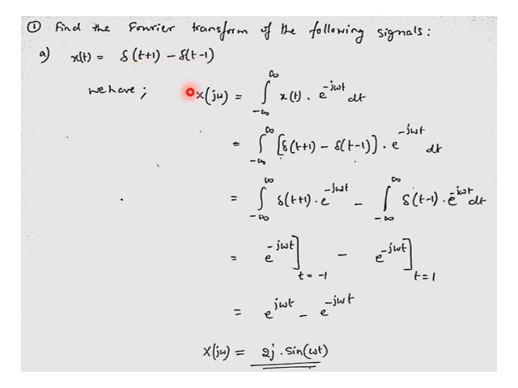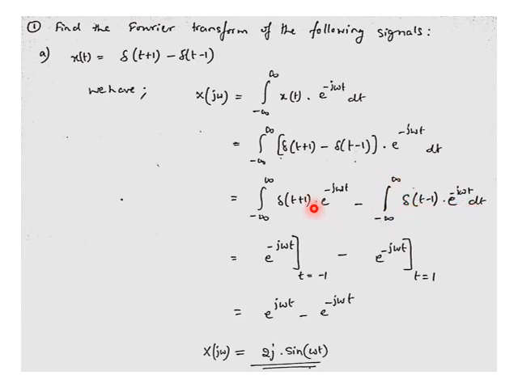So what we need to calculate is the Fourier transform of x of t. We know the equation: X of j omega is equal to the integration from minus infinity to infinity of x of t into e to the power minus j omega t dt. We need to substitute delta t plus 1 minus delta t minus 1 for x of t. I'll split this equation: integration from minus infinity to infinity of delta t plus 1 times e to the power minus j omega t dt, minus integration from minus infinity to infinity of delta t minus 1 times e to the power minus j omega t dt.